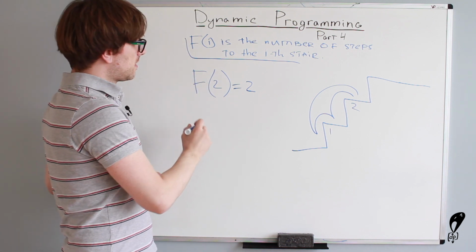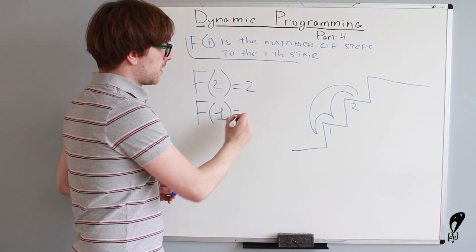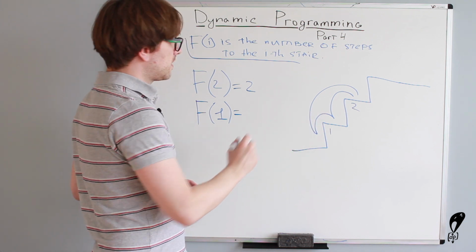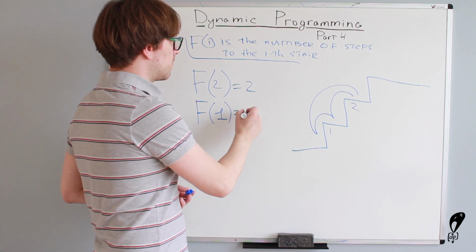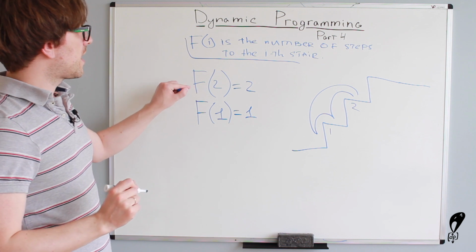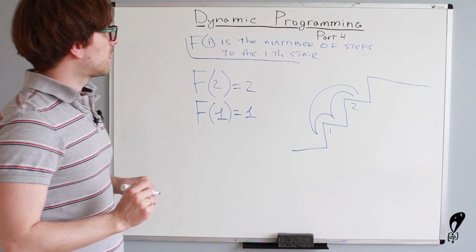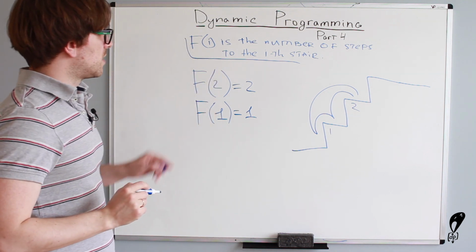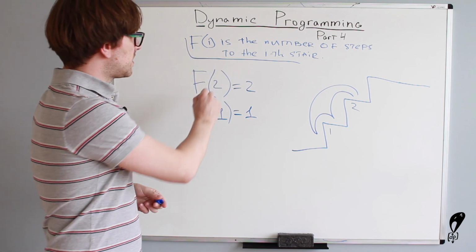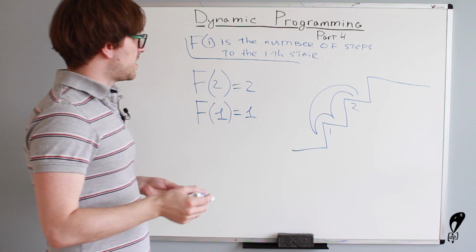So now let's calculate f of 1. How many ways to get to the first stair? It's just one way, right? There is no other way to get to the first stair. It's just one. So we'll say f of 1 equals 1. So notice here that when we solve these small problems, we can always refer to the objective function, where we say f of I is the number of steps to the ith stair. So in this case, 2 is the ith stair, which is the stair we are interested in.